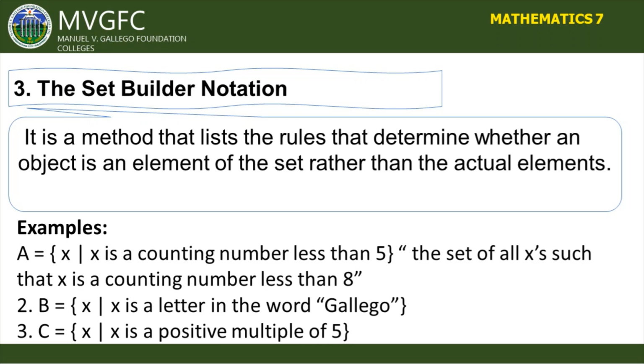And then how do we read letter B? So the set of all x such that x is a letter in the word Gallego. And for number 3, we have here set C. So the set of all x such that x is a positive multiple of 5.